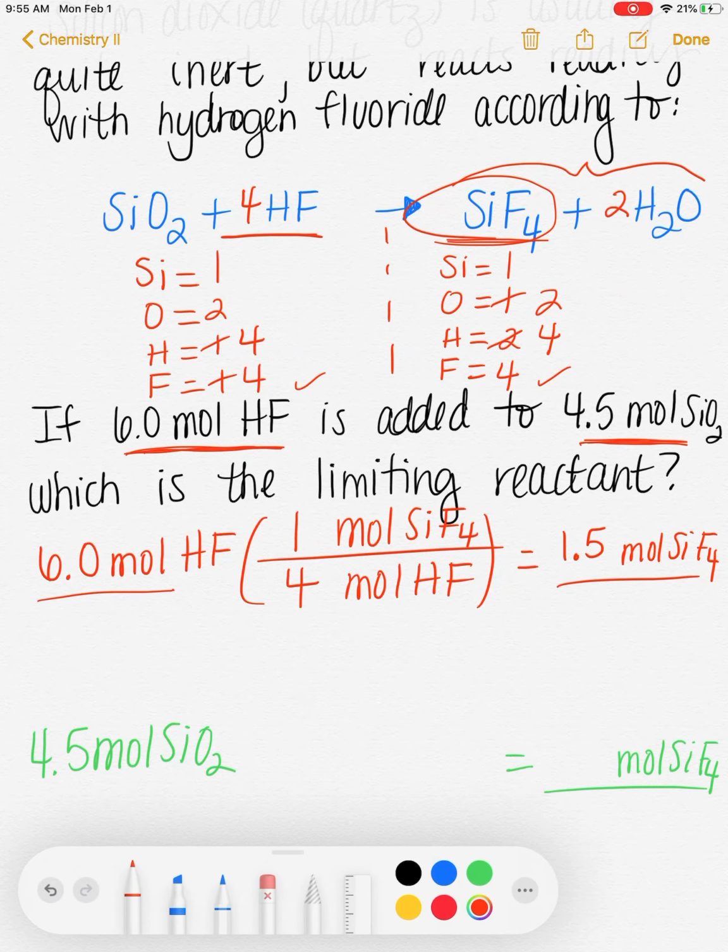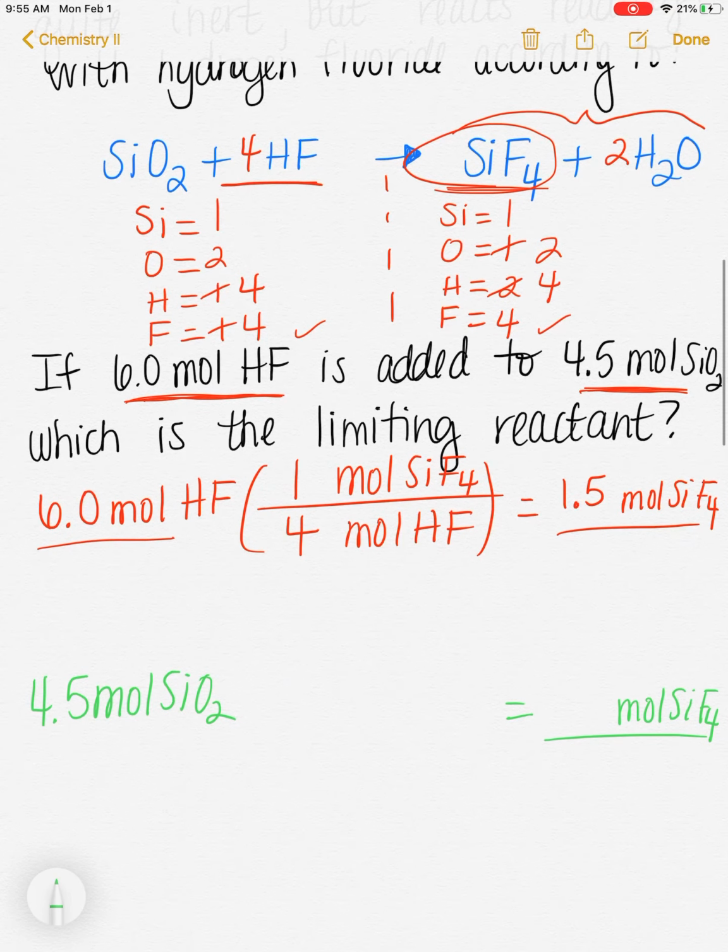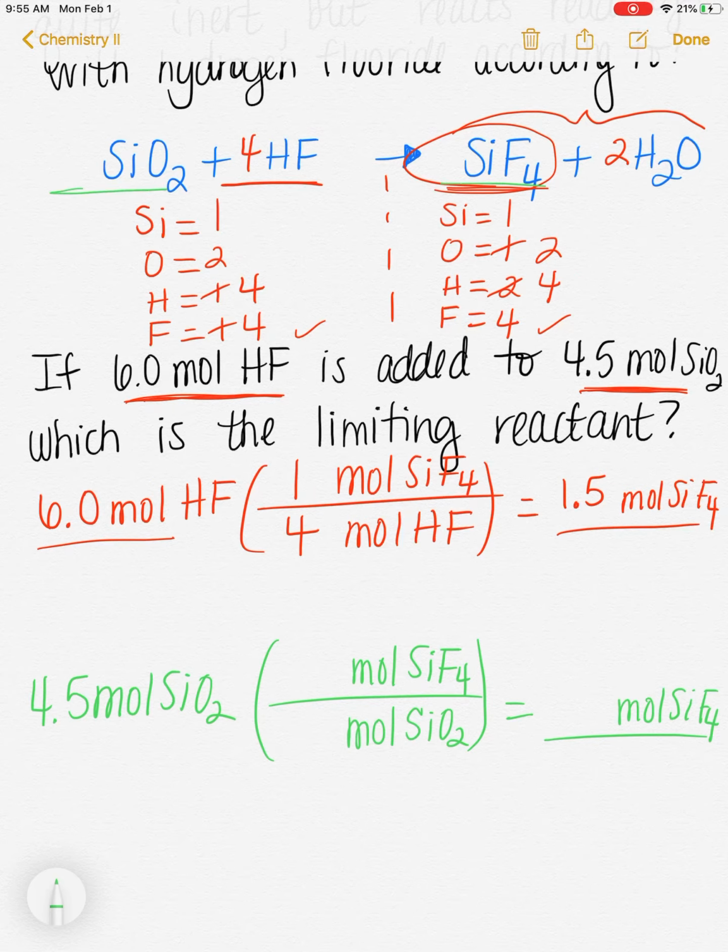But before I can say that's exactly how much I can make, I have to check and see how much product I could make from the second starting amount. All right, again, we're going to go from moles of one thing to moles of another, so that's a one-step conversion. I'm going to put moles of SiO2 on the bottom and moles of SiF4 on top. When I look at the balanced equation, both of those things have a coefficient of 1. So that would mean that I can make 4.5 moles of SiF4.